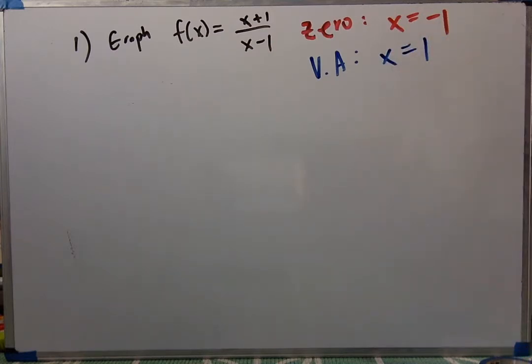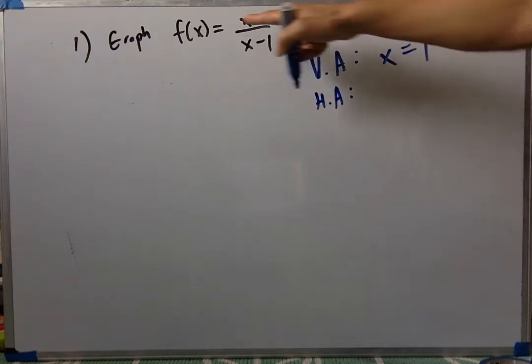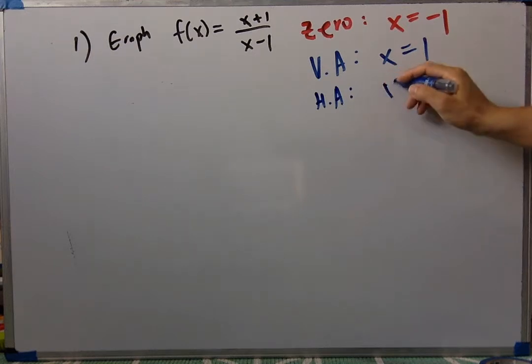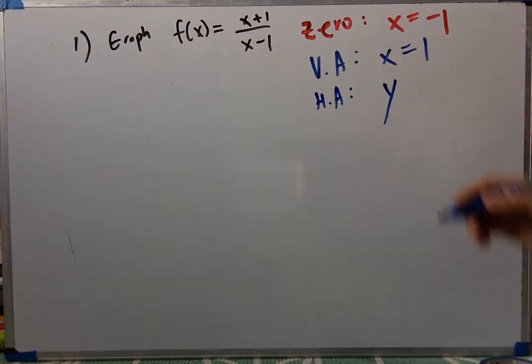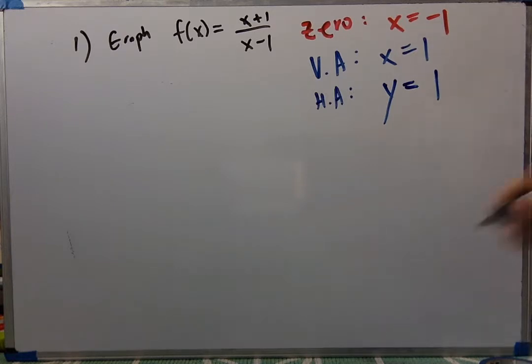Then we look for any oblique or horizontal asymptotes. In this case, we have the power same in the top and bottom. So the horizontal asymptote is going to come from the division of the top coefficient by the bottom coefficient. And that's equal to 1 divided by 1, or just 1. Remember, horizontal asymptotes have the form y equals a number, because that's the equation for a horizontal line. Alright, so now let's go graph the thing.